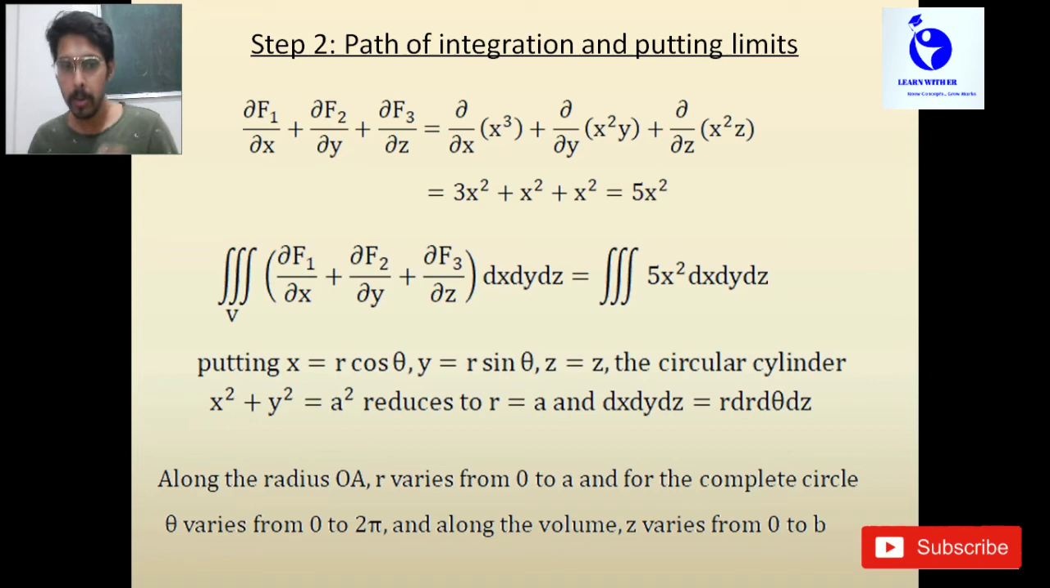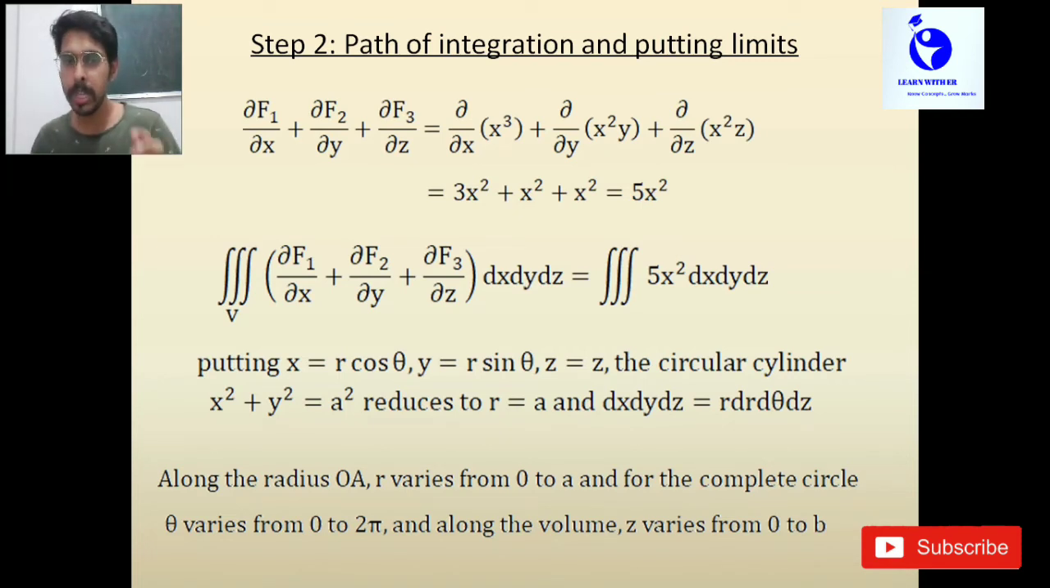So now we are converting x into r cos theta, as we know how to convert Cartesian into polar form. We have read it in class 12th. So we are converting x into r cos theta, y into r sin theta, and z will automatically be z, because here z has nothing to do with the polar form. Here we are only concentrating on x and y.